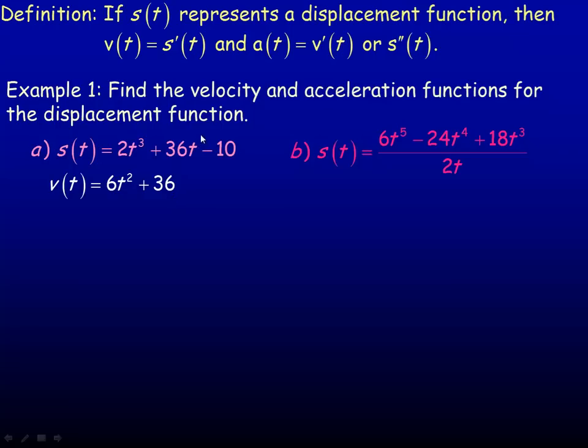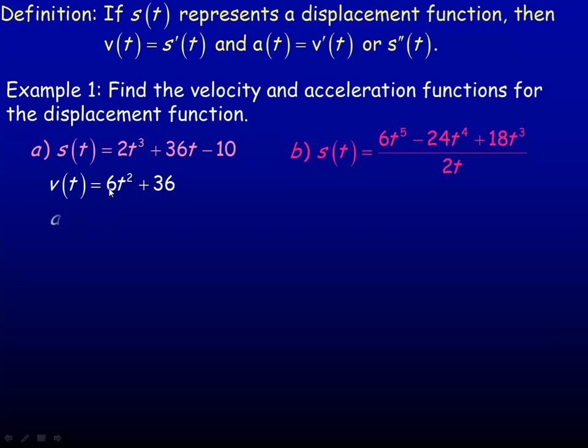Remember, there's really an exponent of 1 here. When you bring 1 down and multiply by 36, that's 36. And then if the exponent was 1 and you reduce it by 1, that would give an exponent of 0. Remember, t to the 0 is the same as 1, so we don't bother writing t to the 0 or 1 here. 36 times 1 is just 36. The negative 10 is a constant, so its derivative is 0. So that's the whole velocity function.